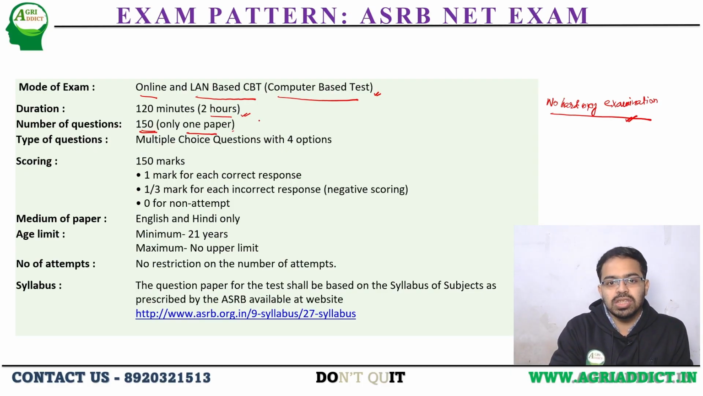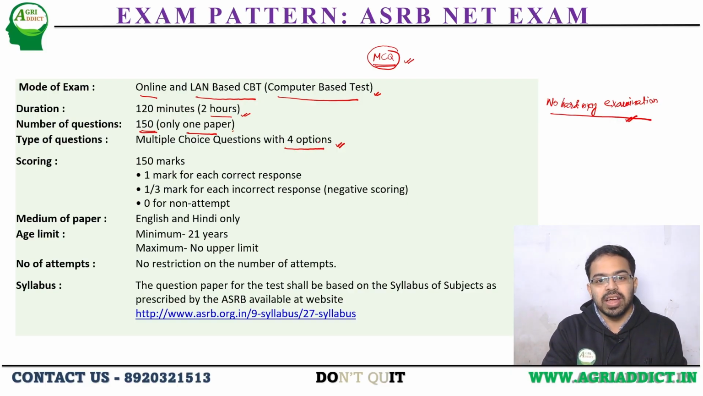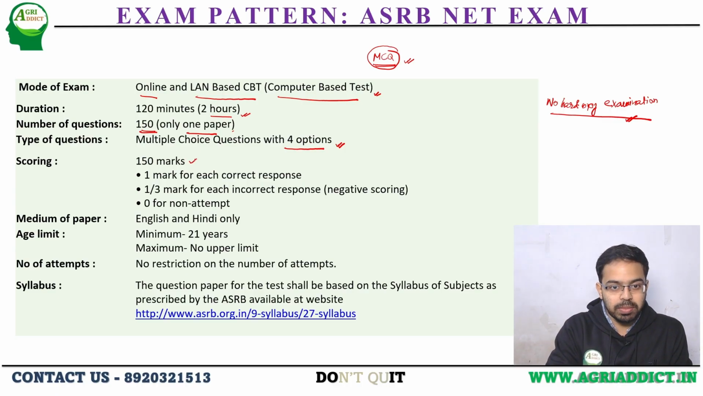And what is the type of question? The type is all MCQ. So you need not read or prepare any long questions, only prepare for the MCQs. This type of question will be asked in ASRB NET, where you will be given 4 options and you need to choose only one option. So the exam will be on single option correct MCQs. The total score is 150 marks, that means 1 mark for each question, right?